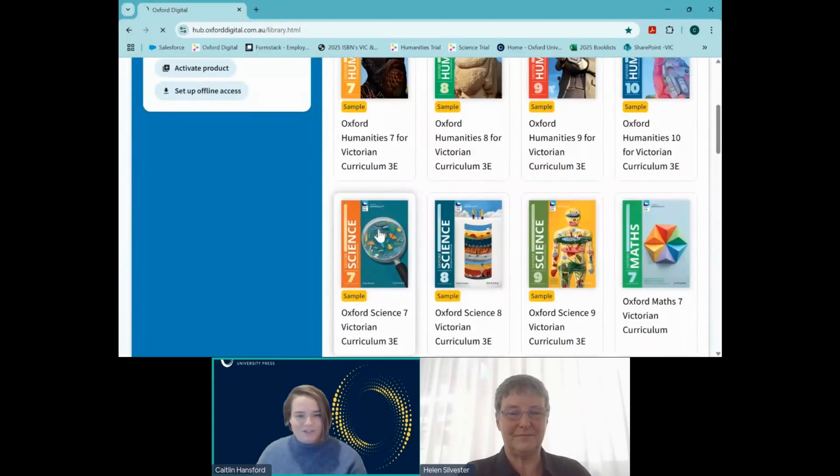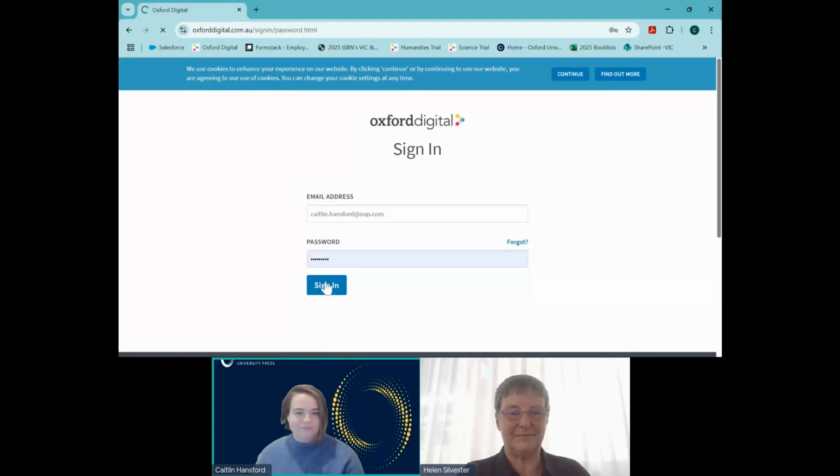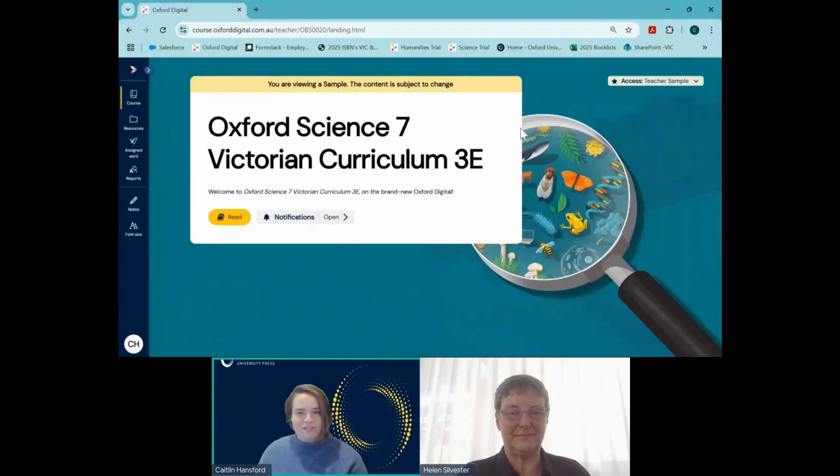So let's jump into the Year 7 science sample. Log in, and it'll bring us straight to that sample. As you can see, we're seeing the view of a teacher sample, but do keep in mind the student view is exactly the same. They just don't see the extra teacher resources and things like the lesson plans.